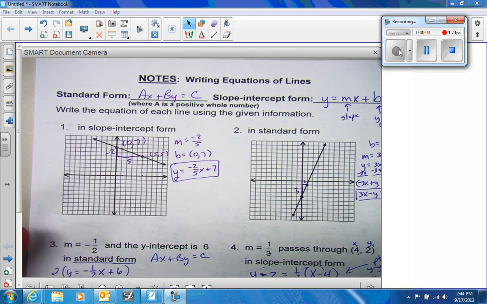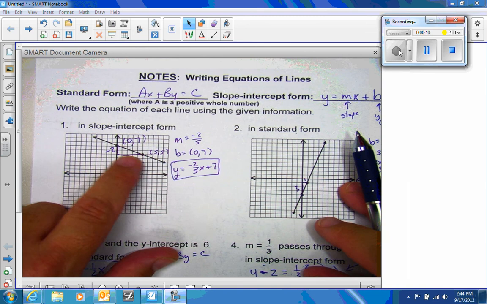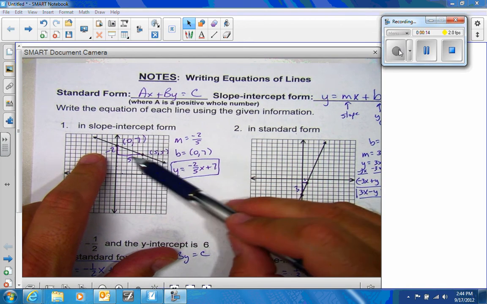Okay, ladies and gentlemen, this is over writing equations of lines. Notice on this first graph, you're only given 2 points. Well, at those 2 points, you need to find the slope. So rise over run. So down 2 to the right 5.